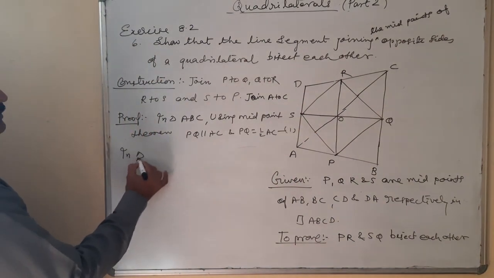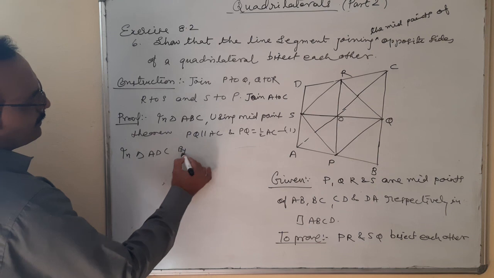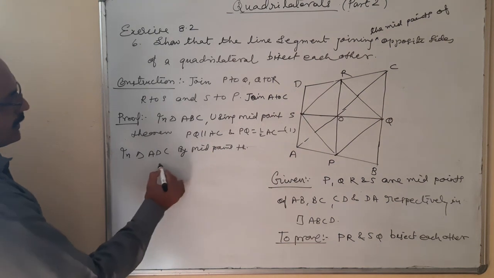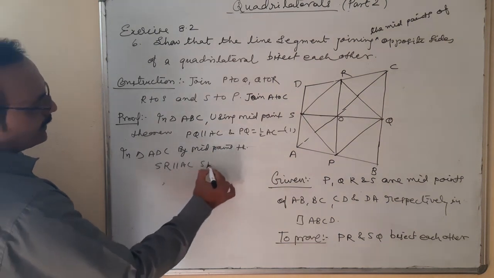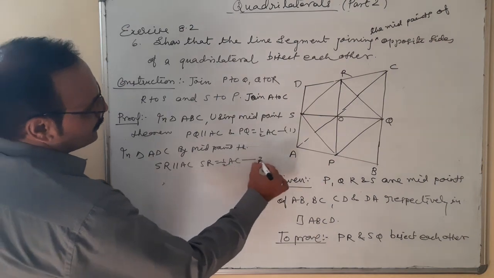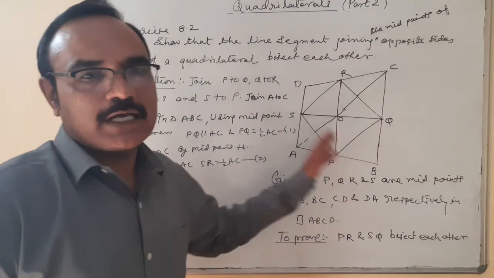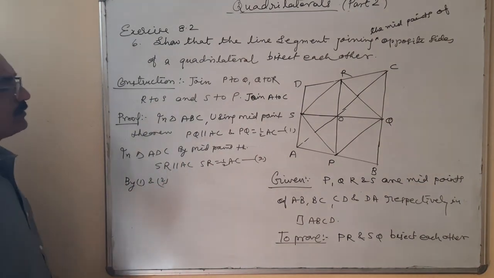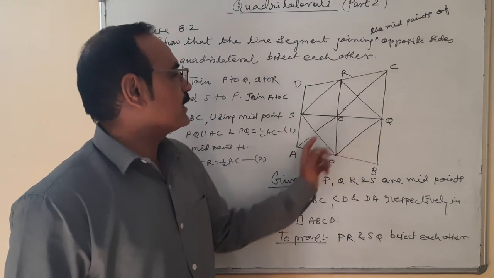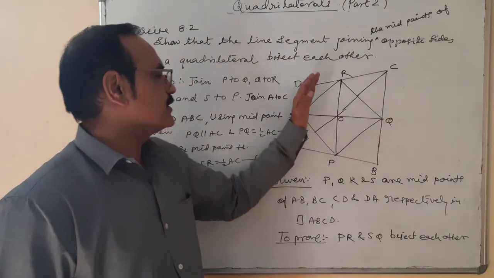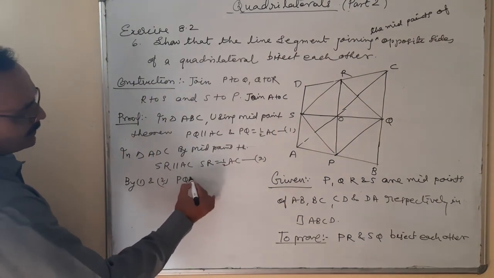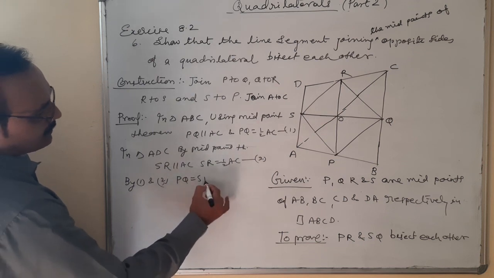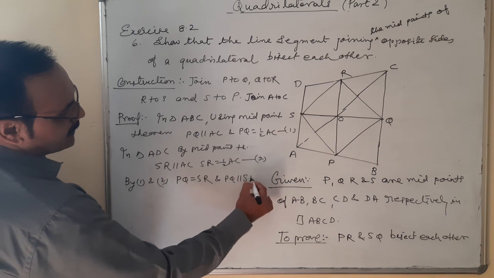In triangle ADC, again using the midpoint theorem, SR is parallel to AC and SR is equal to 1 upon 2 AC. Equation number 2. It's the same as question number 1 which I have proved. By 1 and 2, PQ is parallel to AC and SR is parallel to AC. That means PQ is equal to SR, and PQ is parallel to SR.